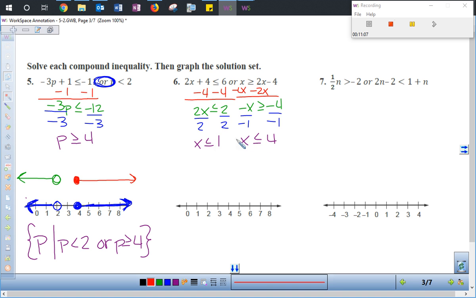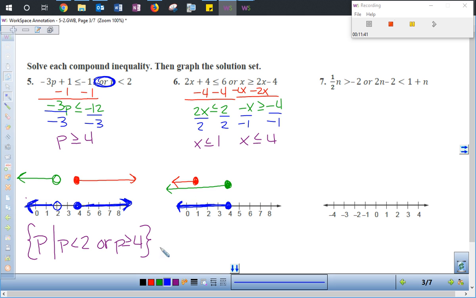So now I have my two inequalities. Let's graph my helper graphs. So x is less than or equal to 1 is going to be a closed dot over 1 with an arrow going to the left. X is less than or equal to 4 is going to be a closed dot over 4 with an arrow going to the left. Now again, we want to take both of these graphs and bring them straight down onto this graph. So if I start with my green graph, I have a closed dot on 4 with an arrow going to the left.